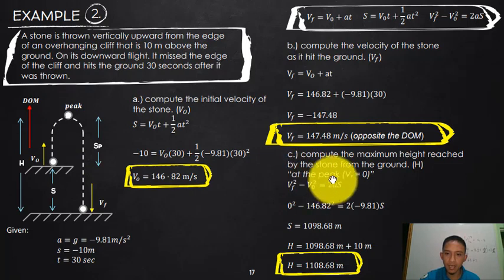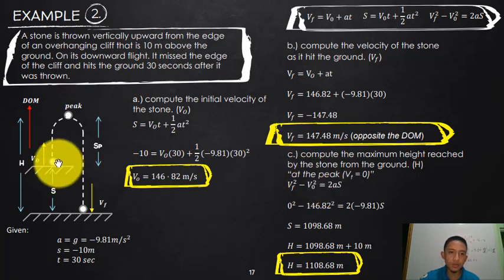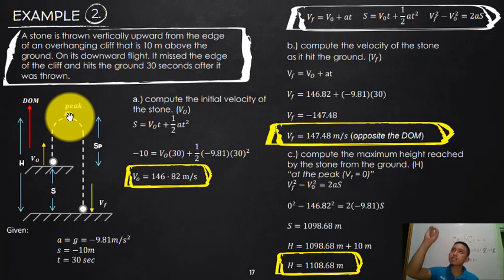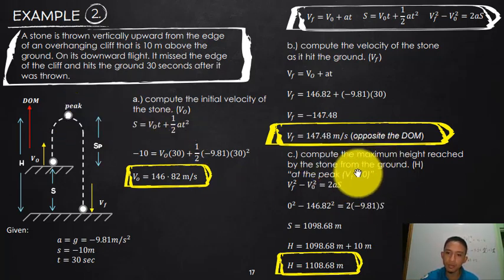At the peak, what is now the given? The object is stopped at the peak, it became at rest. So what does that mean? There is no movement, so there is no velocity. That's why there is no movement, isn't it? Because it is stopped. So the velocity at the peak is 0. That is important. You need to know that one.